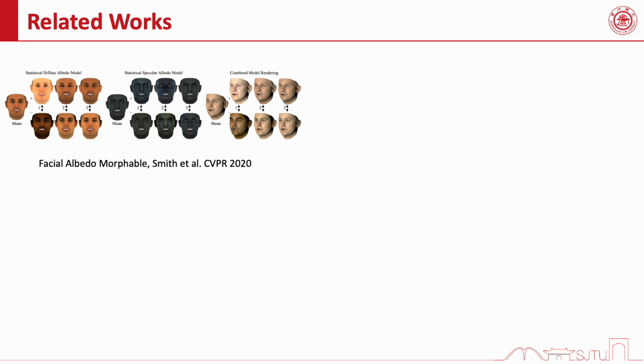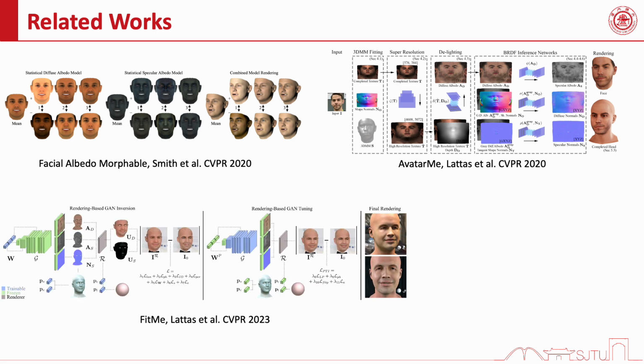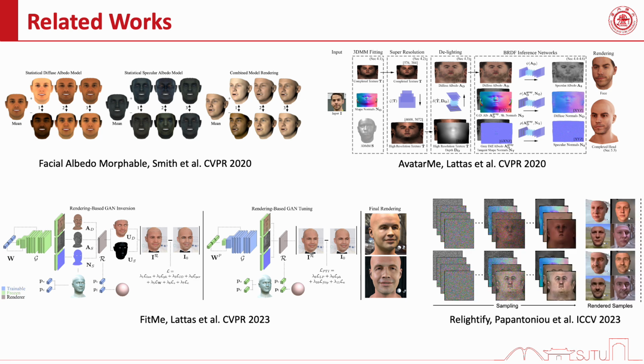In order to solve the problem of reflectance reconstruction using a data-driven approach, recent Albedo first proposes a 3D statistical albedo model with separate diffuse and specular albedo priors. AvatarMe synthesizes diffuse and specular colors for high-quality textures by training an image-to-image translation network using limited light stage data. Based on the data from AvatarMe, FitMe proposes a BRDF generative network and a two-stage fitting method to predict facial reflectance for unconstrained images. Relightify utilizes a powerful diffusion model to infer diffuse, specular, and normal.